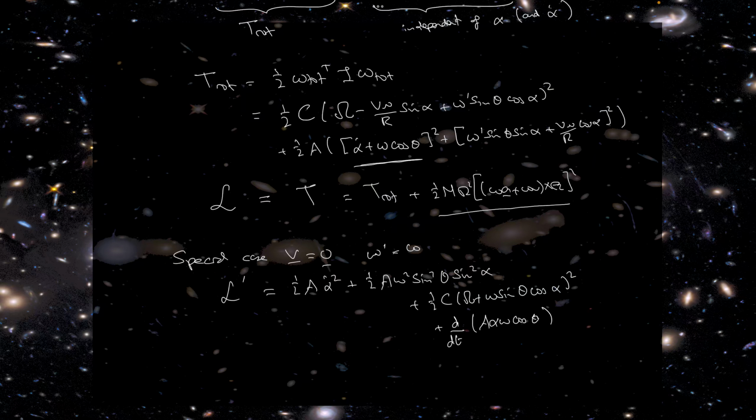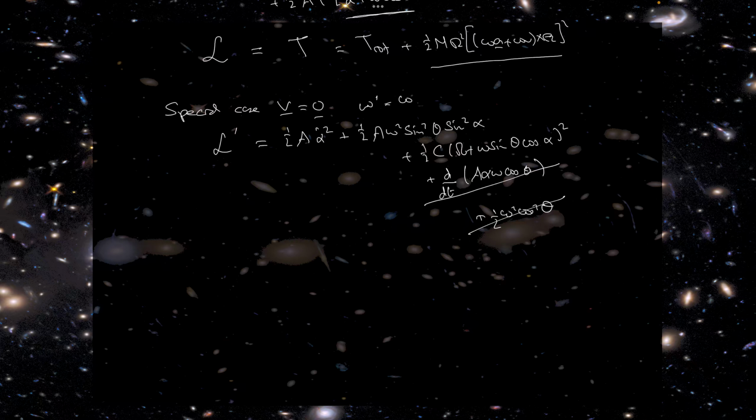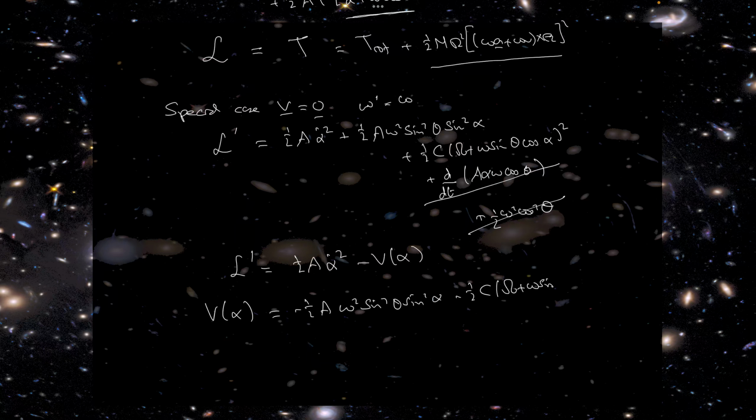We've also dropped a term which is a half omega squared cos squared theta, again because it doesn't depend on alpha or alpha dot. So now we can drop the term which was the total derivative. Therefore L prime is a half a alpha dot squared minus V of alpha, where V of alpha is an effective potential, to minus a half a omega squared sine squared theta sine squared alpha minus a half c omega plus little omega sine theta cos alpha all squared.